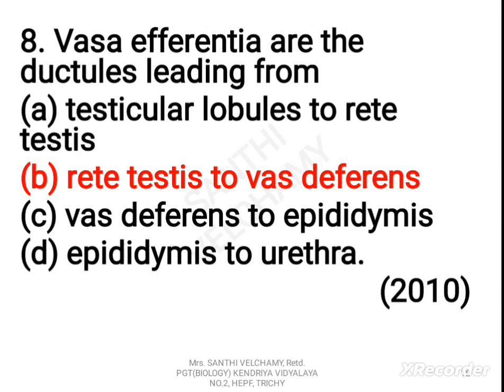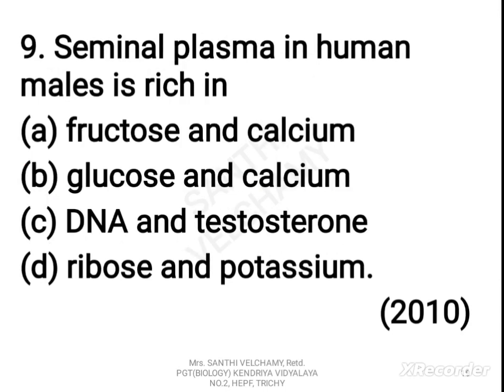Now the next question. The seminal plasma in human males is rich in A. Fructose and calcium. B. Glucose and calcium. C. DNA and testosterone. D. Ribosome and potassium. The correct answer is A.